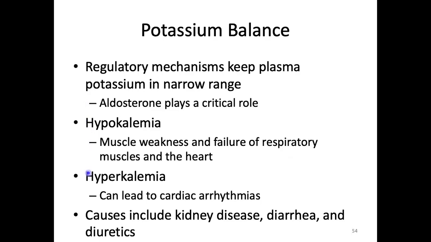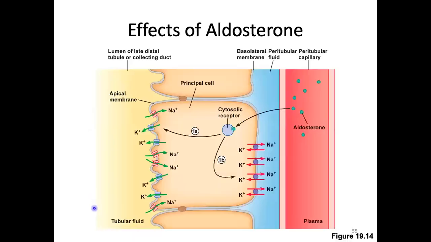Hyperkalemia is excessive potassium, and that means that your excitable cells are going to depolarize faster because they're closer to threshold. Okay, causes include kidney disease, diarrhea, and diuretics. You want to pay attention when somebody's on diuretics, what their potassium level is in the blood. Okay, let's look at the picture of what happened.